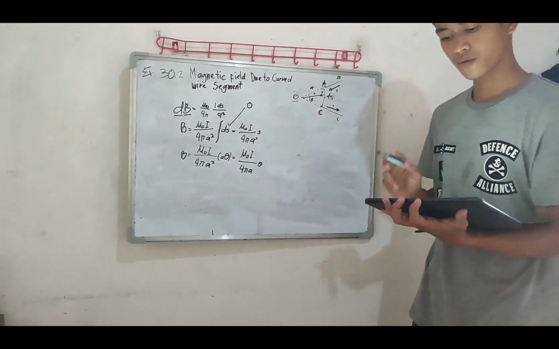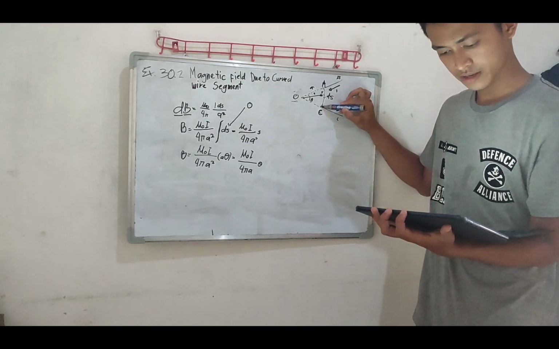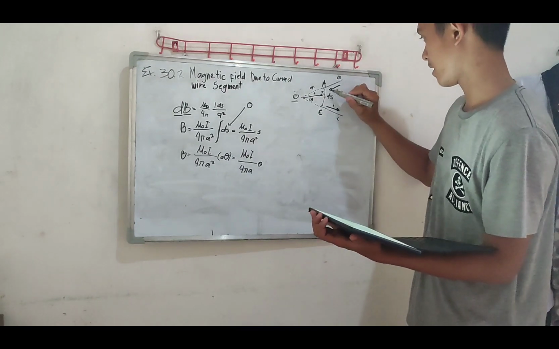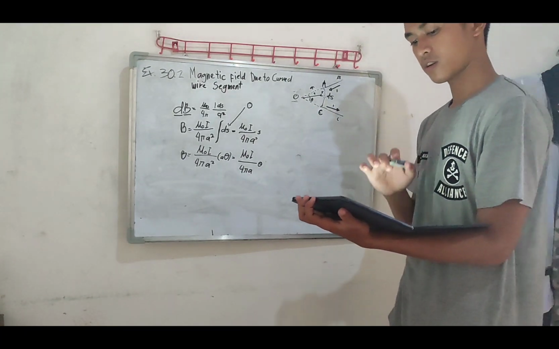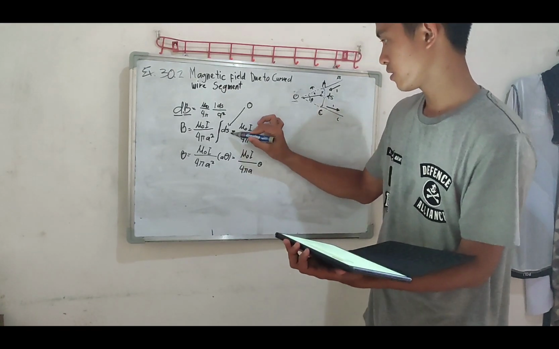Furthermore, at every point on AC, ds is perpendicular to r hat. So the magnitude of ds cross product r hat is equal to ds.